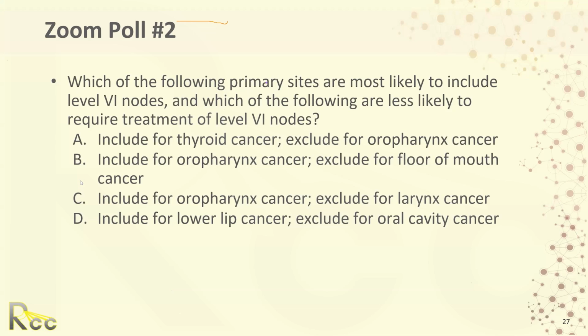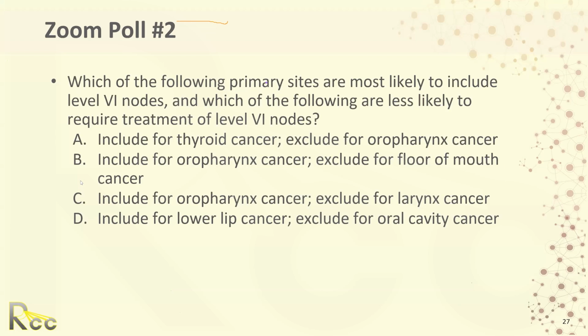B and C both say include for oropharynx, that would be wrong. Exclude for floor of mouth cancer. Floor of mouth is a much more rare subsite, of course, but that is one where we want to think about level 6A coverage and potentially 6B. Larynx cancer, particularly for subglottic larynx cancer, we'd want to include level 6, or for locally advanced glottic larynx. And then include for lower lip cancer is correct for D, but exclude for oral cavity.